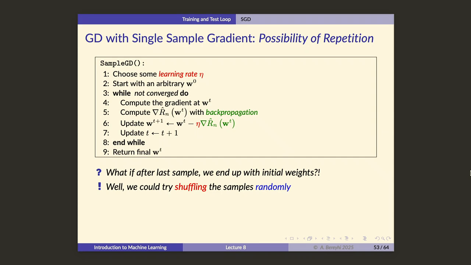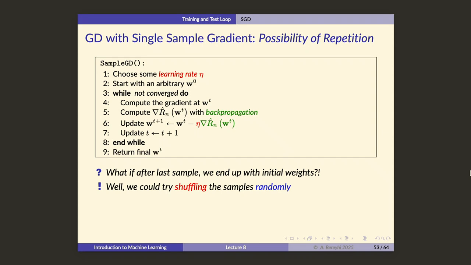Say I have 10 points inside my data set, 10 different points. Now, I start with W0, okay? And then I get my first point. I do backpropagation. I compute the sample gradient, right? I do one update, correct? Now, when I update, my weight is going to change. It's going to be W1, right?